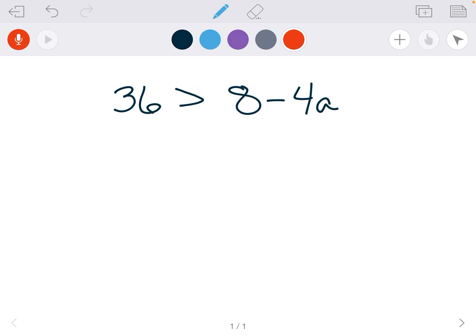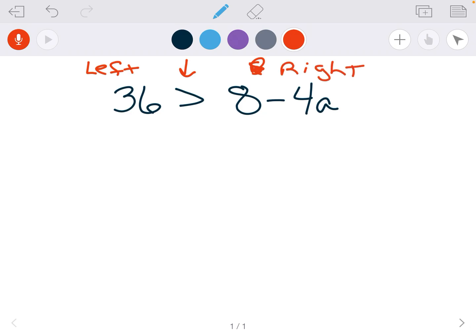So to solve this inequality, first, remember I say like sides. The inequality or equal sign will divide an equation or inequality into two parts. So this is the left side and this is the right side.